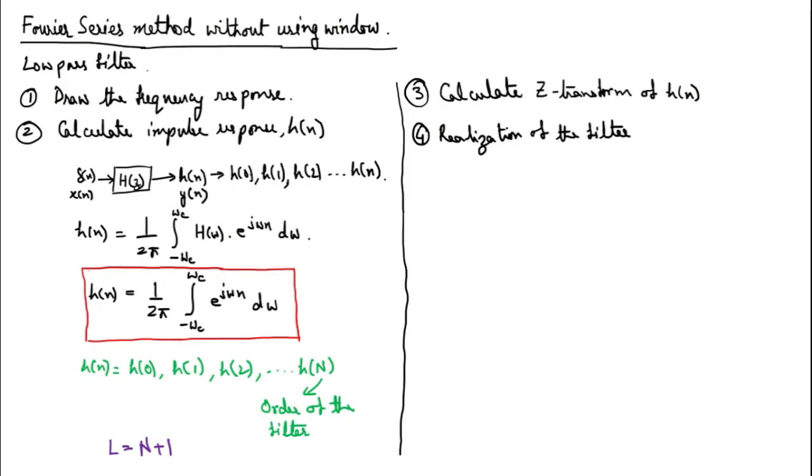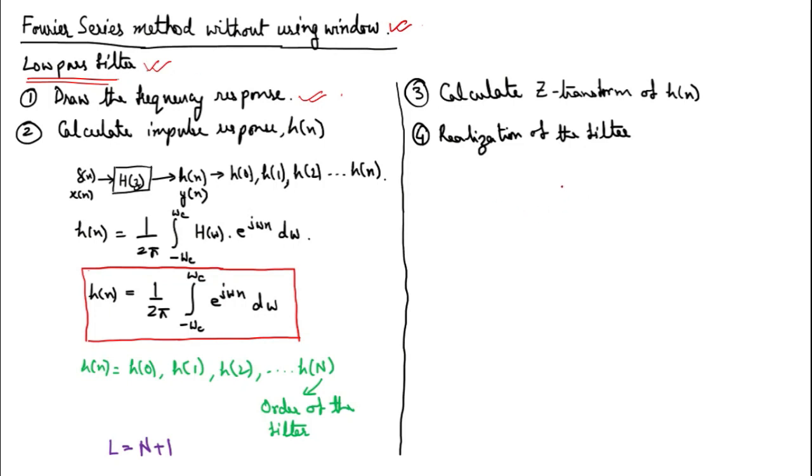Now starting with the Fourier series method without using window. Initially we will start with the low pass filter because it will allow us to understand how we are designing the FIR filters, and then the same logic will be applied to the other types of filters also. So the first step in this method is to draw the frequency response. We are talking about the low pass filter, right?